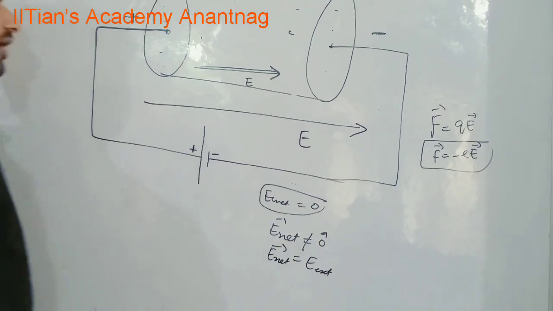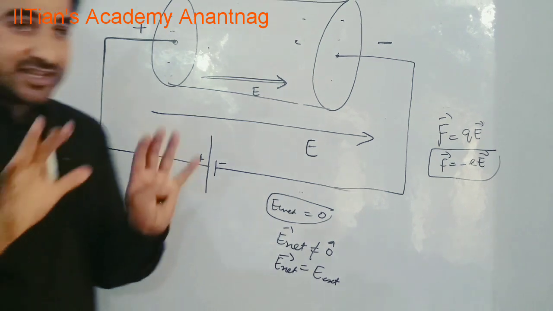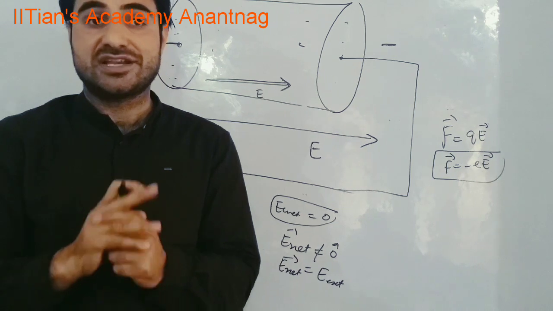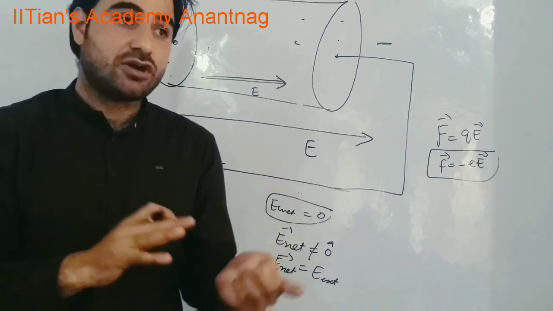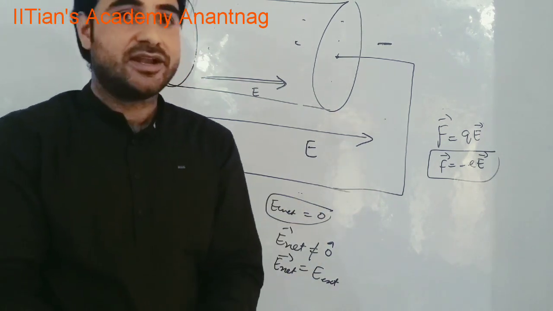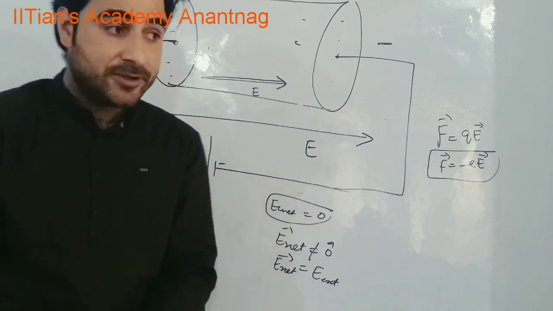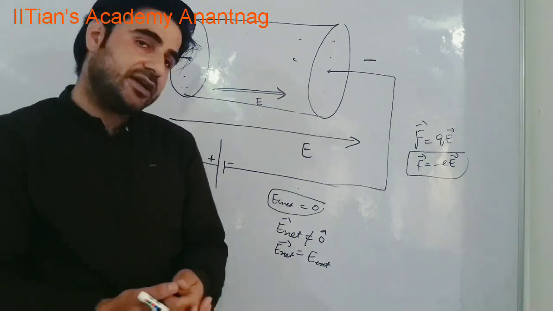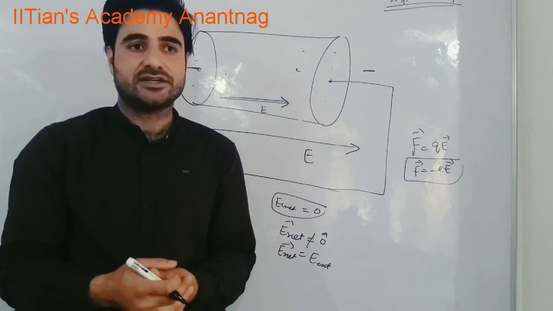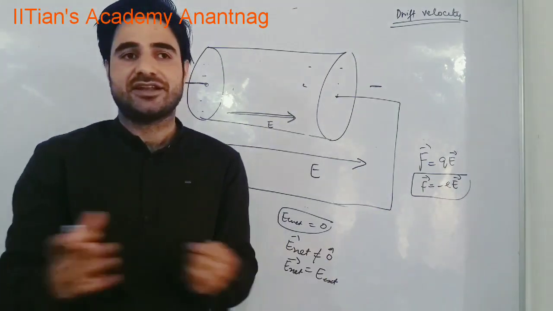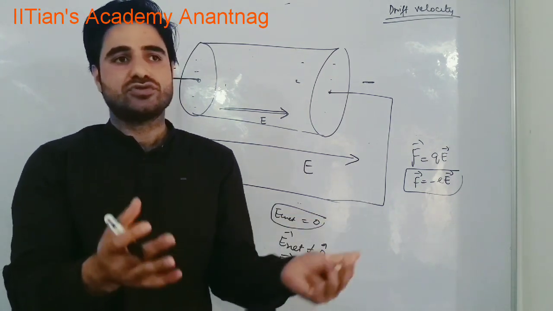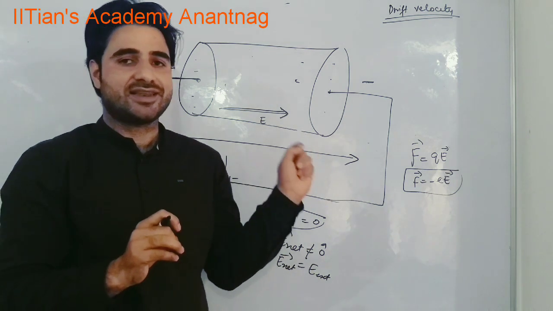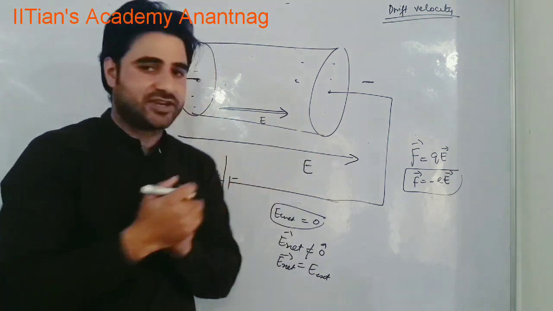Now I can see that there is a net force on the electrons. That net force is due to the external electric field, because now free electrons cannot accumulate, therefore they cannot induce any electric field inside the conductor. If they cannot induce any electric field inside the conductor, there will be no opposition to the external electric field. The only electric field that is surviving here is the external electric field due to the battery.